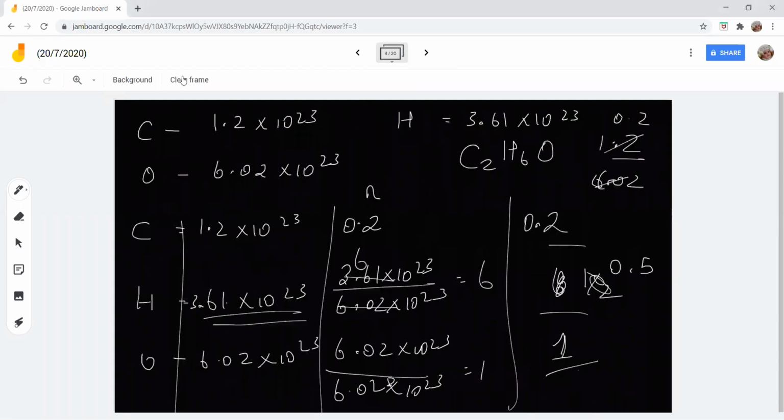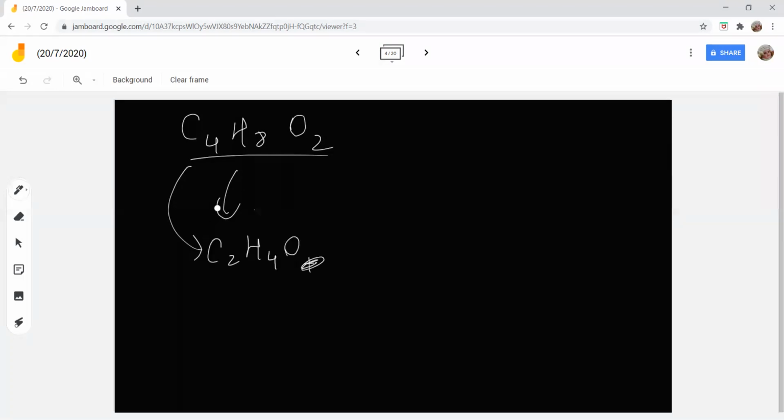If a compound has a formula of C4H8O2, what will be the empirical formula of the compound? Kindly reply. Anyone can unmute yourself and reply. What will be the simplest ratio of this? Ma'am, 2:4:1. C2H4O. Yes, good. This is the empirical formula.